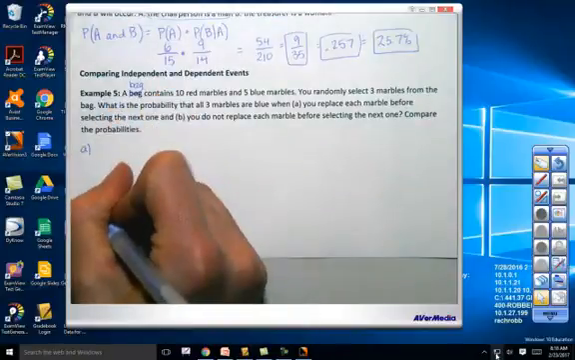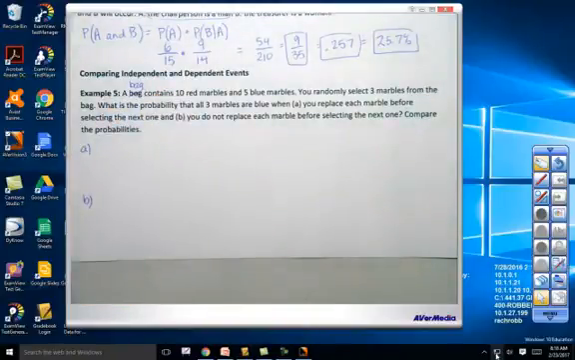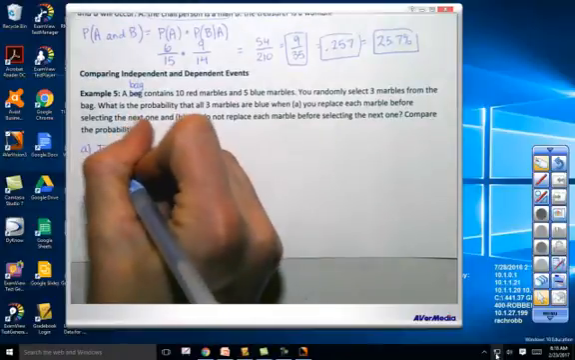So for A and B, we have 2 different events. Which one of these is the independent event? Tori? A, because we're taking a marble out, we're replacing it back in, so it starts all over again. Think about it that way. And so A is going to be independent.